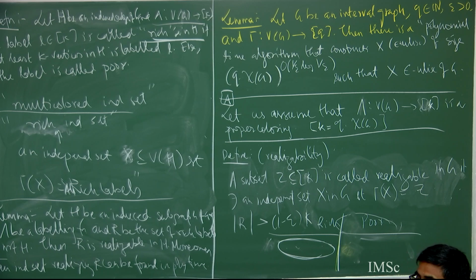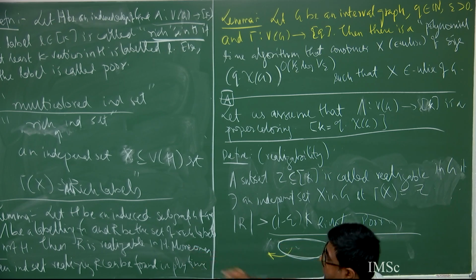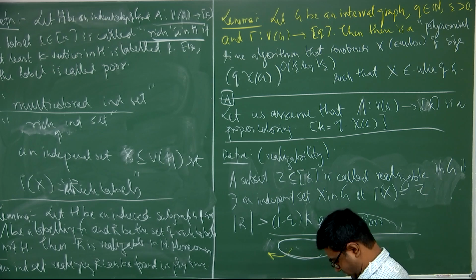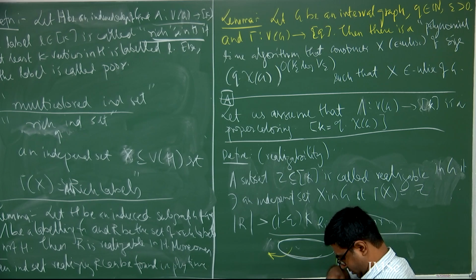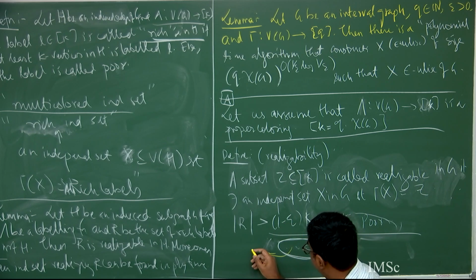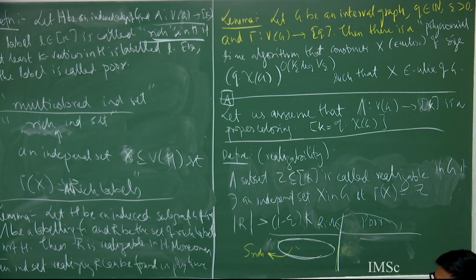A rich label has a great property that it has a realization set, first of all it is realizable, and we can find the corresponding realization set, let us call it S rich, in polytime. But what can you tell about poor labels? What is the property of poor labels? What is the definition of poor? The number of vertices that have been assigned a poor label is bounded by how much?